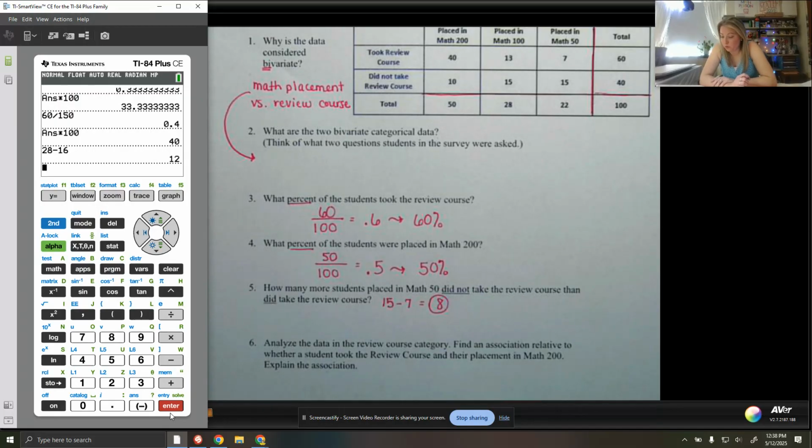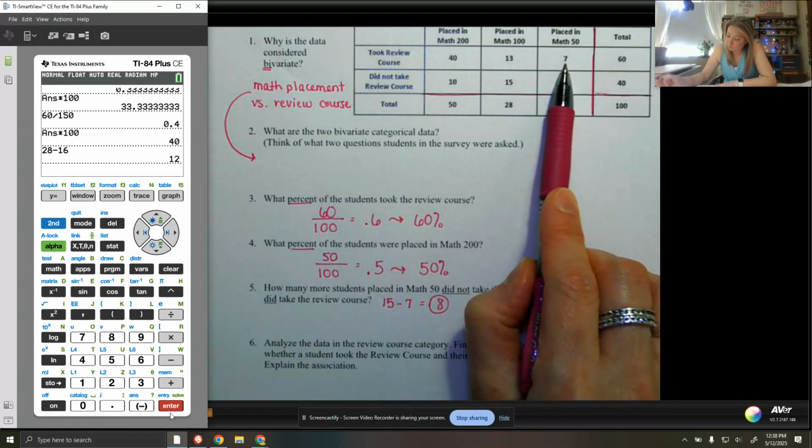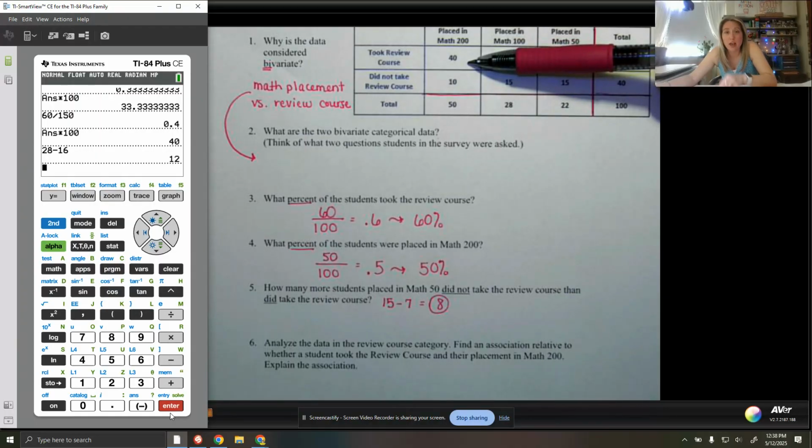Analyze the data for the review course category. Took review course. There you go. Right on across. Find an association relative to whether a student took the review course and their placement in 200. What would you say occurred? Out of 60 people, 40 who took the review course ended up in Math 200.